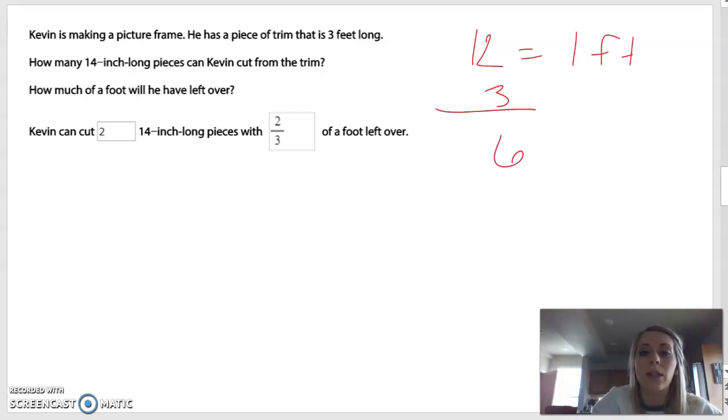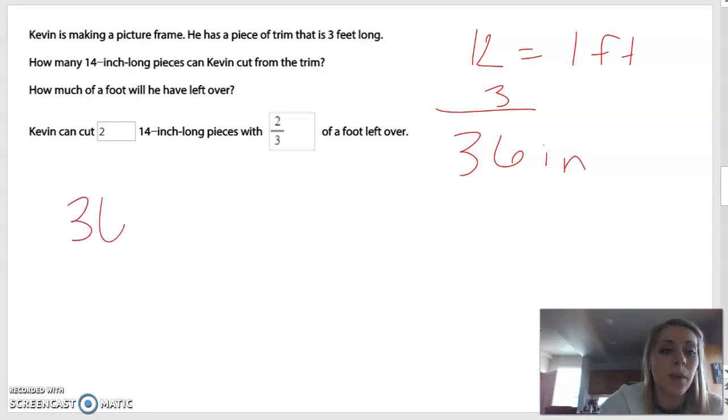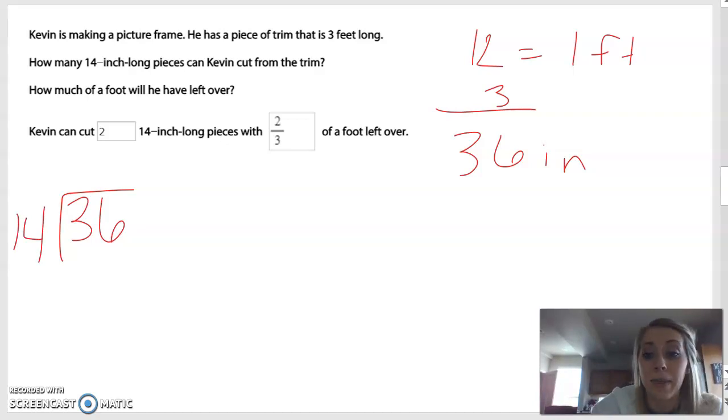2 times 3 equals 6. 3 times 1 equals 3. So we have 36 inches of trim that we're working with. Kevin is trying to figure out how much feet he will have left over. So we have to come over here. We have to do 36. Guys, we have to divide it by 14 because that's the length of the pieces that he's making, okay?